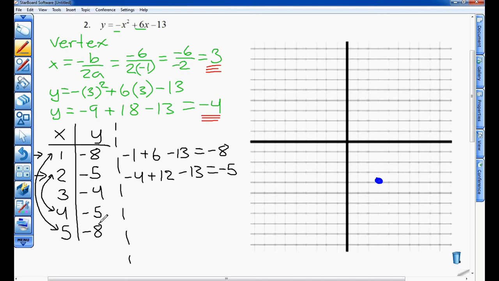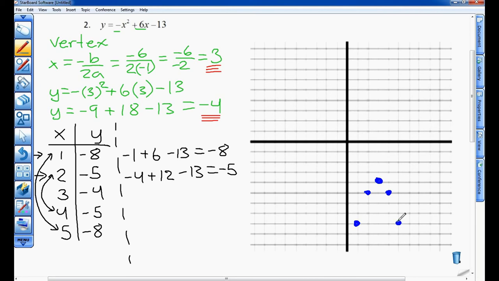So with our t-table completed, we can now plot these points. So 1, -8 is this point right here. We have 2, -5, which is right here. We've got 3, -4, which is our vertex already plotted. We have 4, -5, which is this point here. And lastly, we have 5, -8, which is this point here.